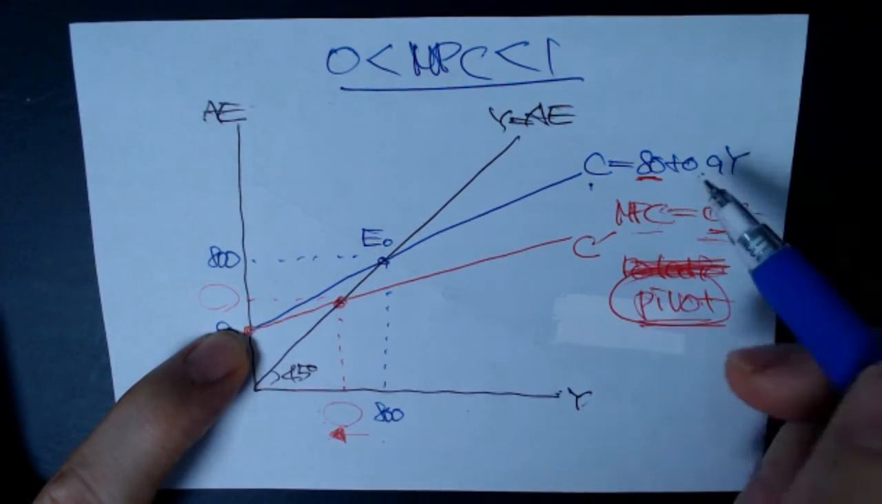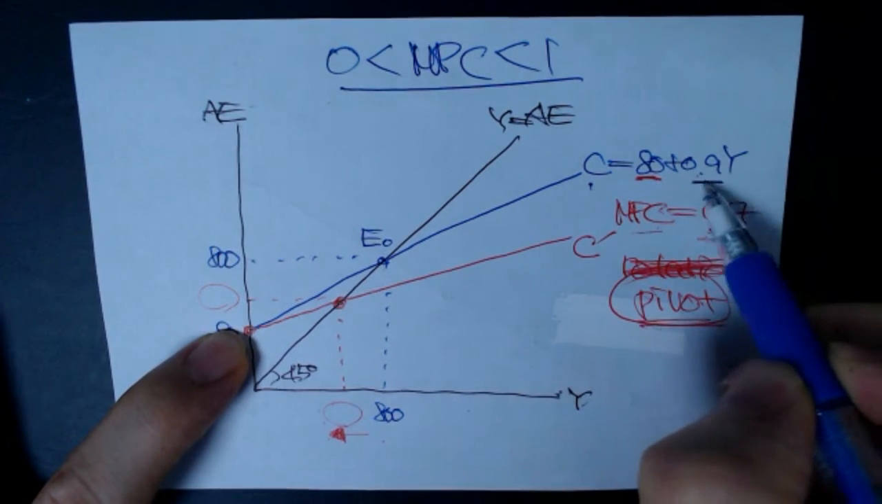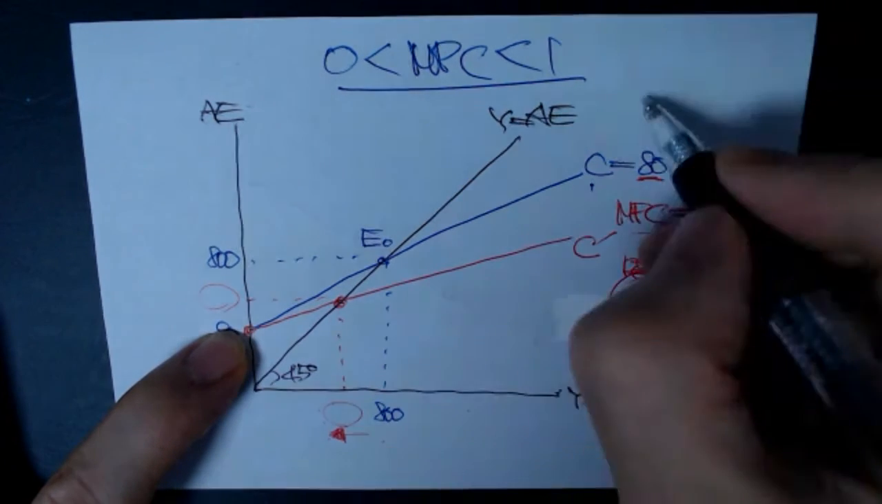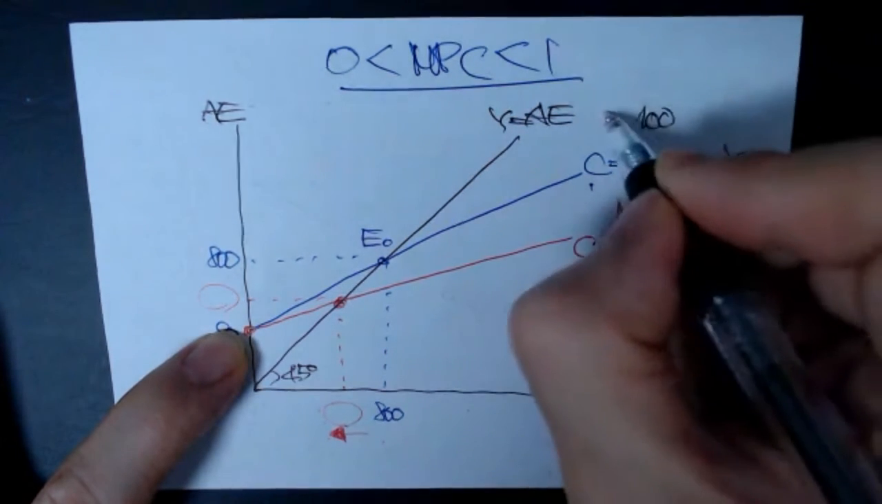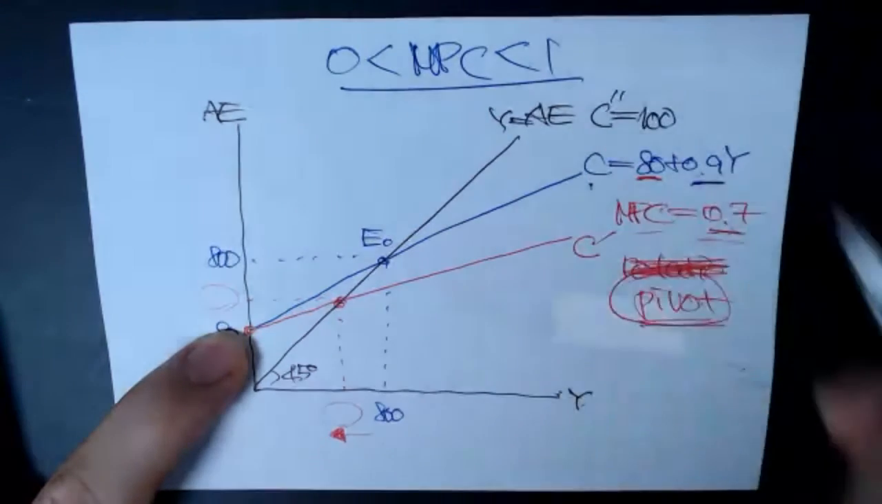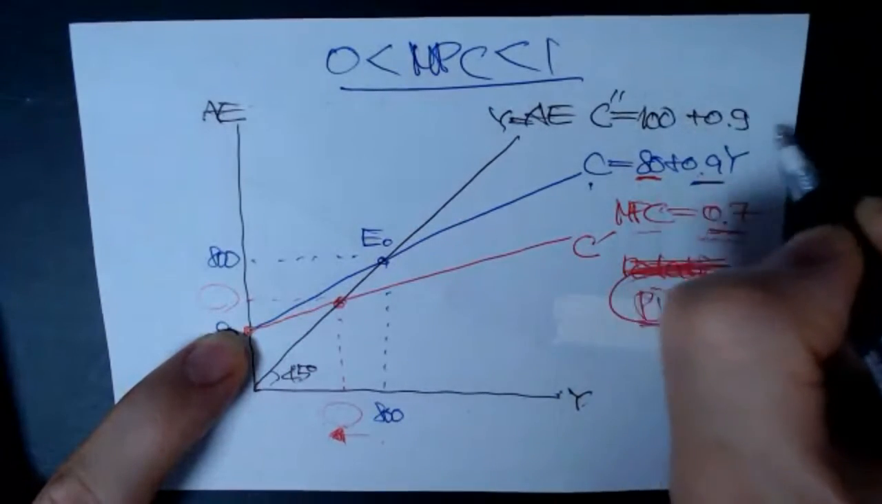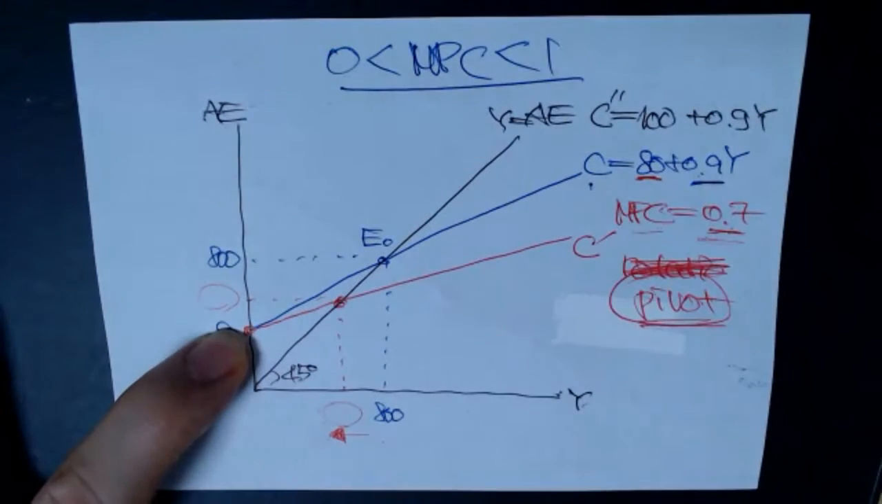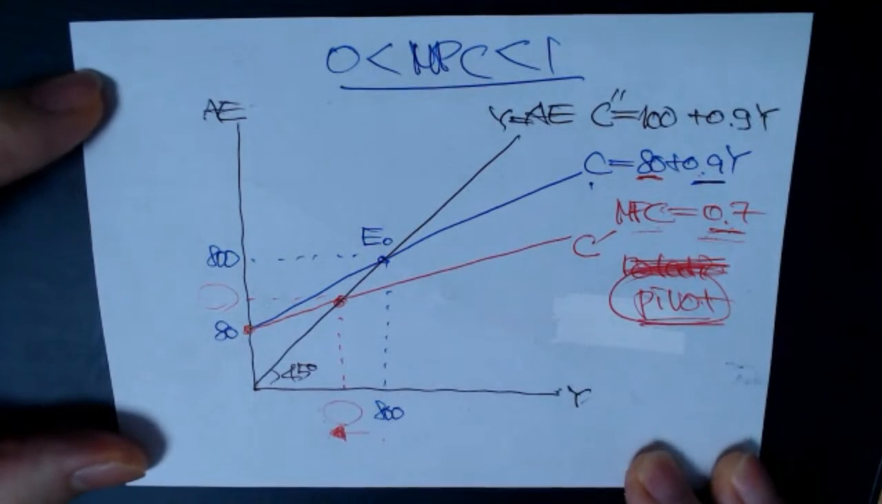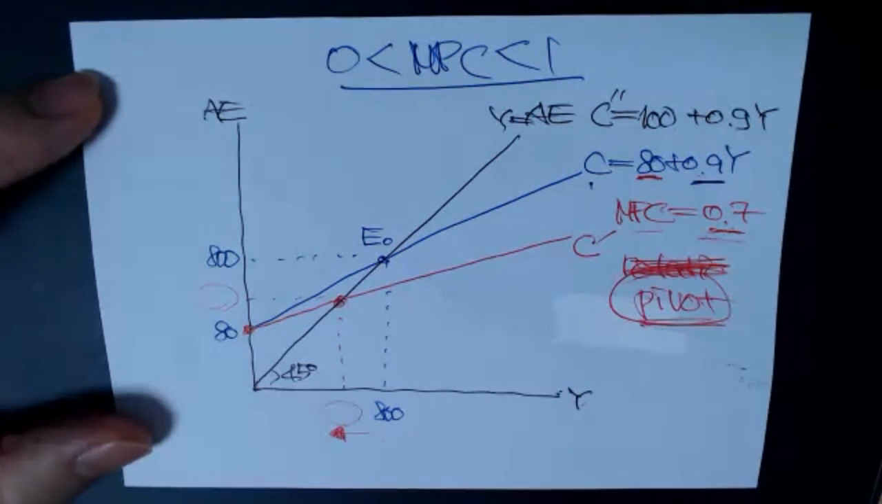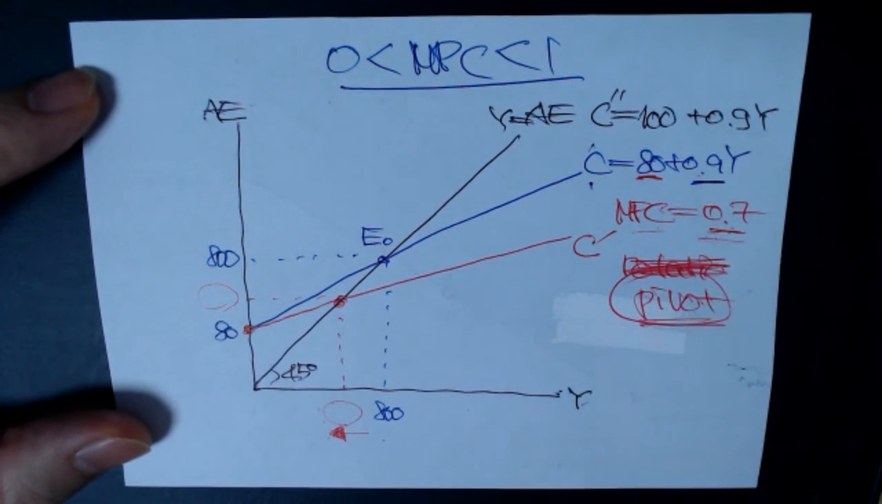Another case is that we still have the same marginal propensity to consume, but probably this economy wants to consume more, like this. Due to some psychological reason, they see that they will have permanent higher income or a permanent good business cycle. So they want to consume more.